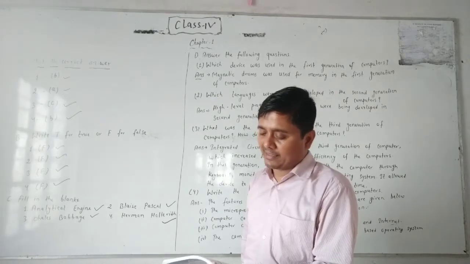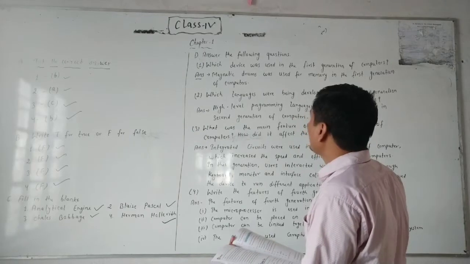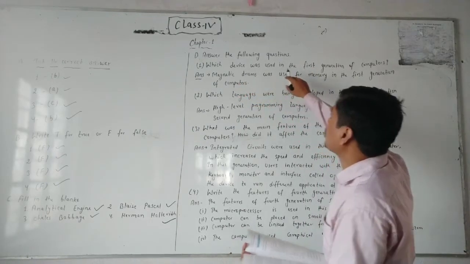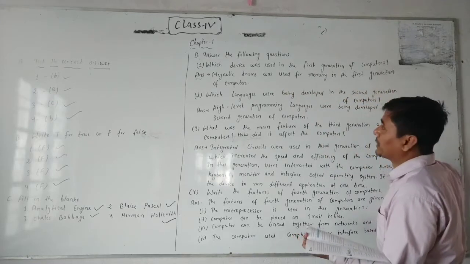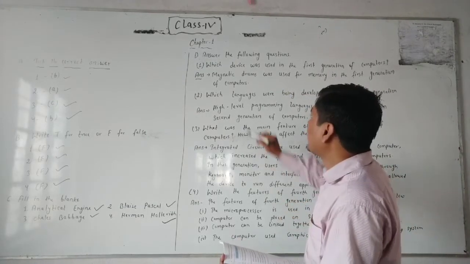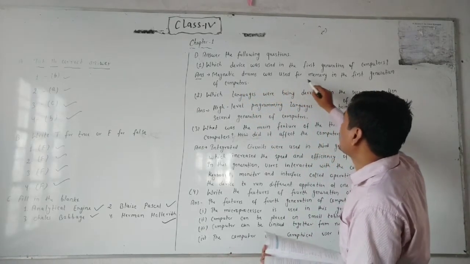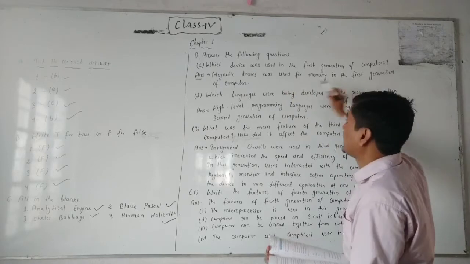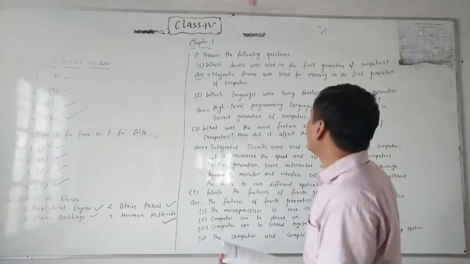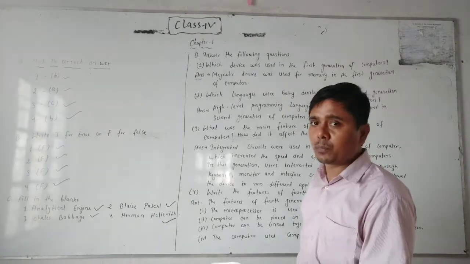D. Answer the following question. First question is, which device was used in the first generation of computer? Magnetic drums was used for memory in the first generation of computer.